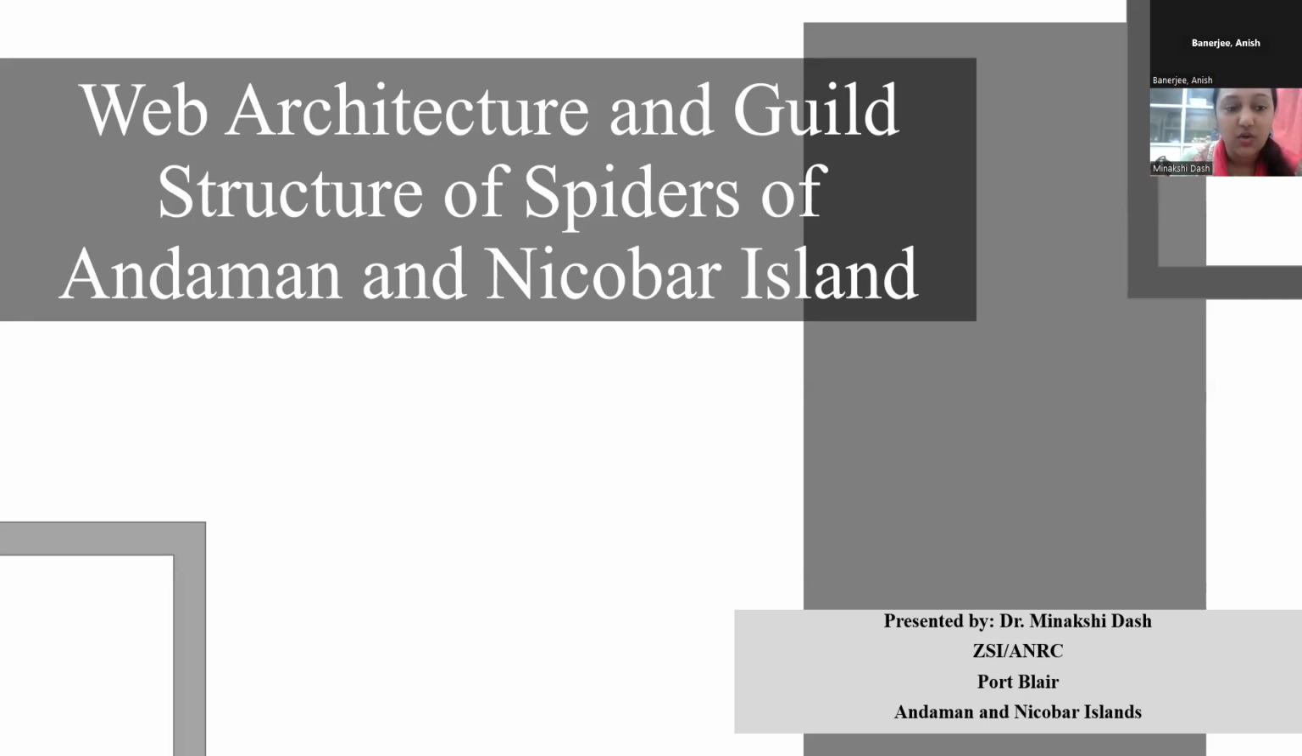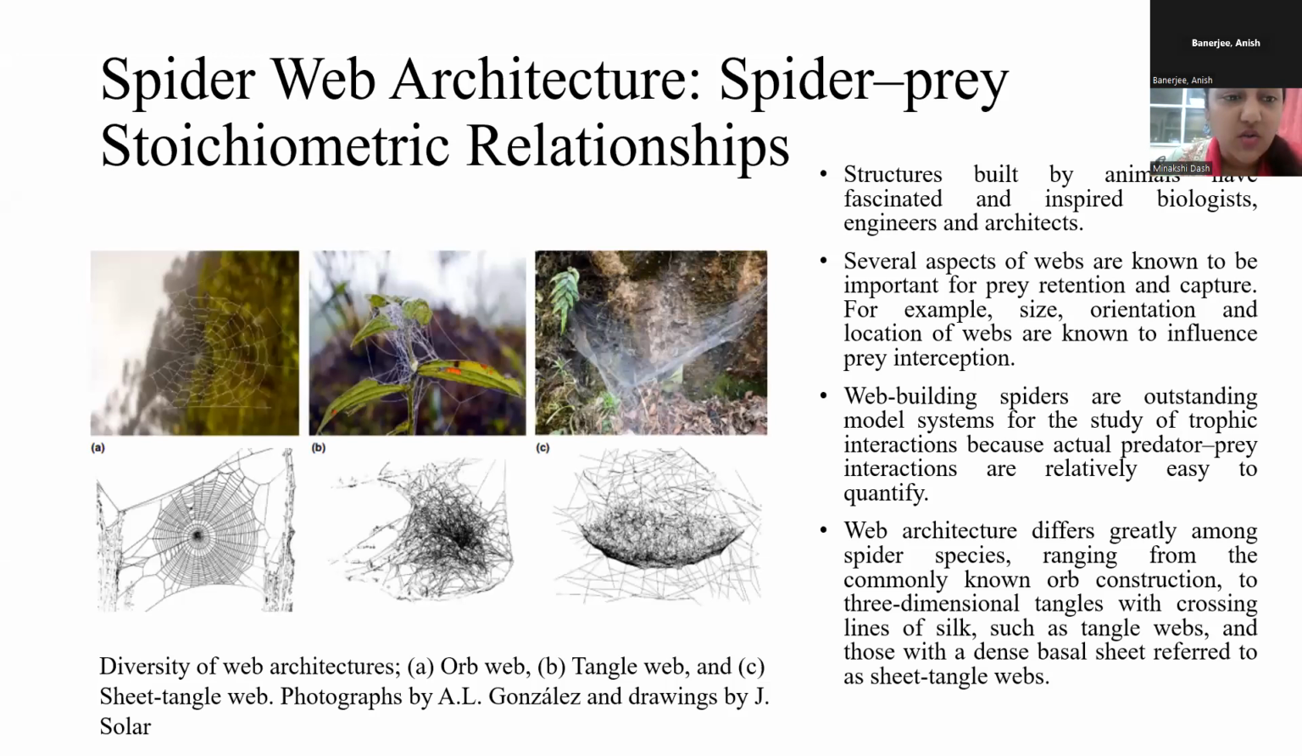Okay. So my topic is web architecture and gill structure of spiders, especially of the Andaman and Nicobar Islands. Some examples I will give in the later part. So coming to the web architecture, the spider and prey sociometry is something people are increasingly working on. We have always studied how animals in nature make their structures. Many engineers and architects have been inspired by biologists.